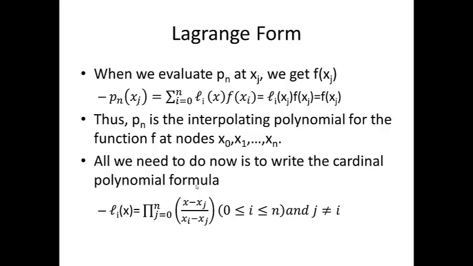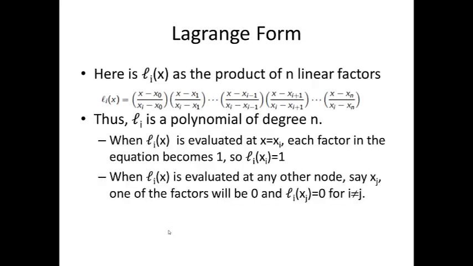All we need to do now is write the cardinal polynomial formula, and we can write that as a product. You'll notice this formula is a product of n linear factors, and it can actually be written in an expanded form, such as one found on page 155 of the text. So here it is as a product of n linear factors.